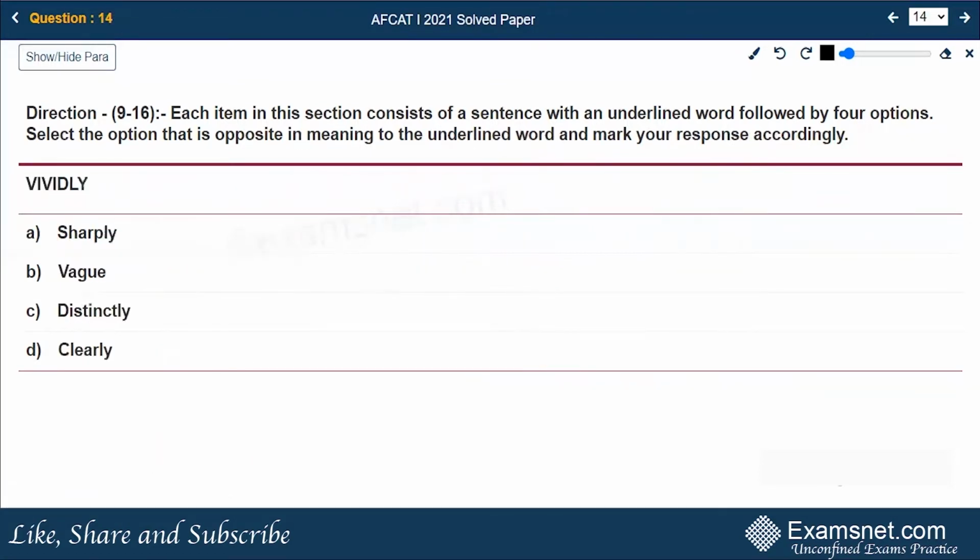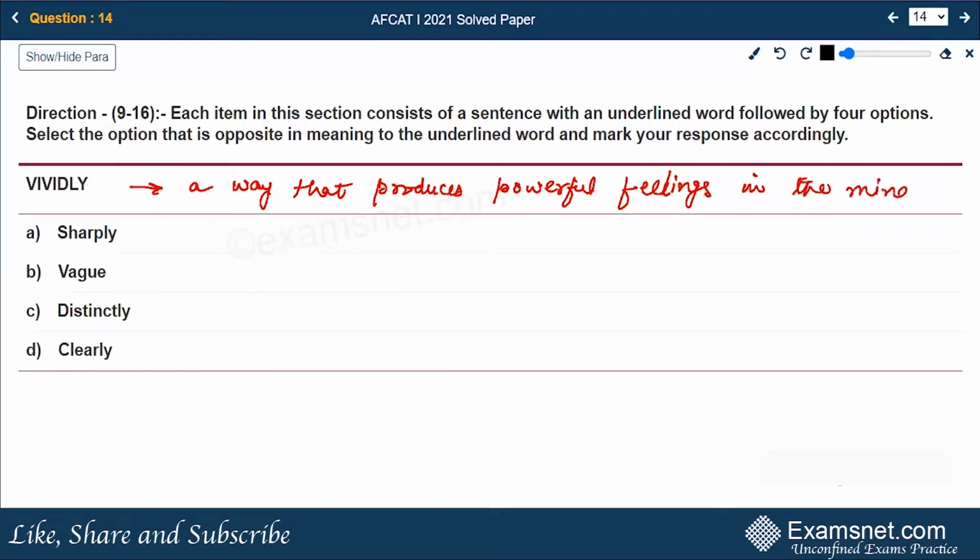Next, question number 14. The word this time is vividly. The given options are sharply, vague, distinctly, clearly. Let's write down the meaning of each word one by one. Vividly means in a way that produces powerful feelings in the mind, or very clear and strong images, pictures in the mind.